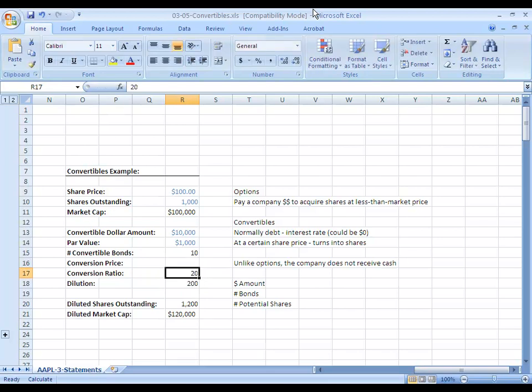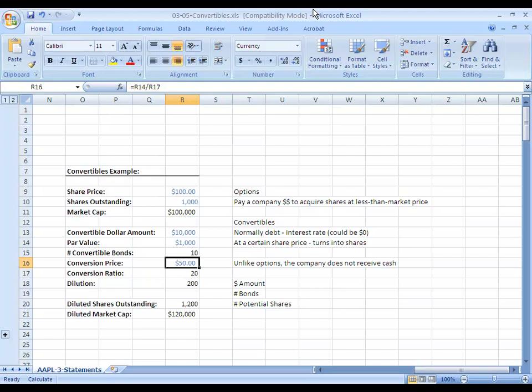So you can see already that the dilution formula here is calculating this. We're taking the conversion ratio times the number of convertible bonds. But we have a big problem here because what we need to do now is figure out what the conversion price is. The way we do this is we take our par value and we divide it by the conversion ratio. So our conversion price in this case is $50.